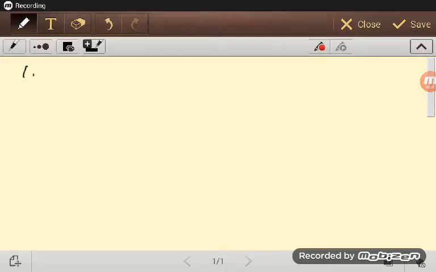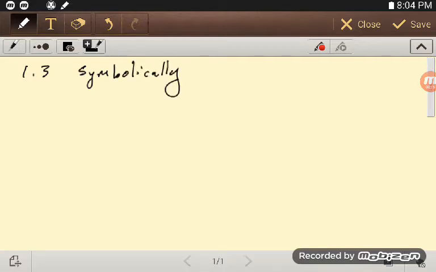Alright, so we're looking at section 1.3, and this is evaluating limits analytically or symbolically. I've kind of chosen to go with symbolically when we start talking algebra. And here, the way we're going to evaluate these limits is we're going to take some limits as easy, right?